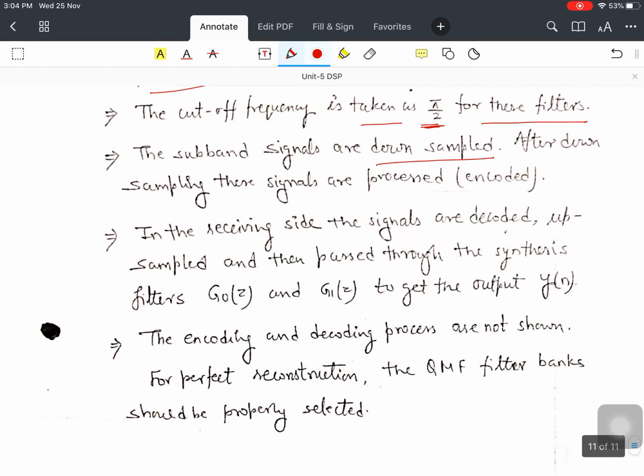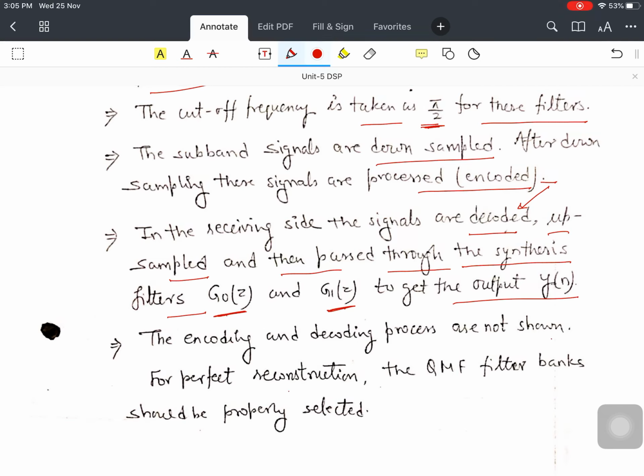After downsampling, these signals are processed, meaning encoded. On the receiving side, the signals are decoded. Firstly encoded, then decoded, upsampled, and then passed through the synthesis filters, that is G 0 Z and G 1 Z, to get the output y n. The encoding and decoding processes are not shown.